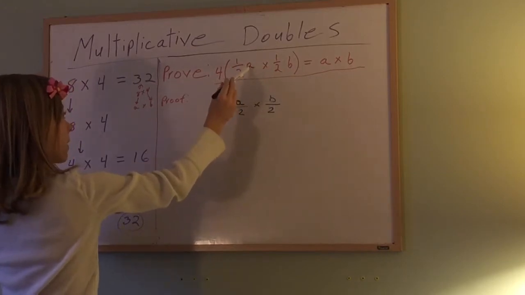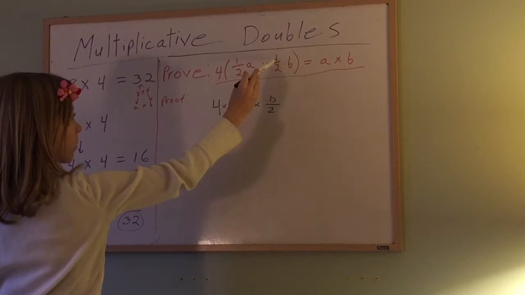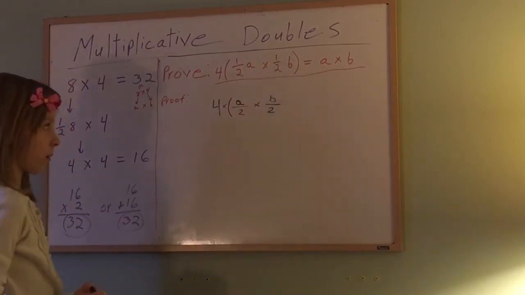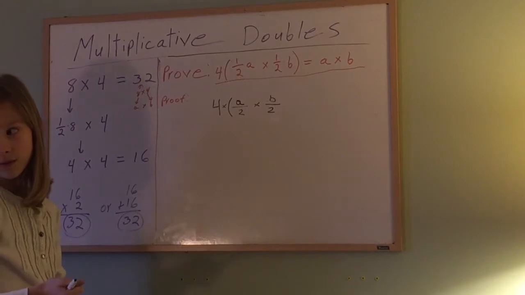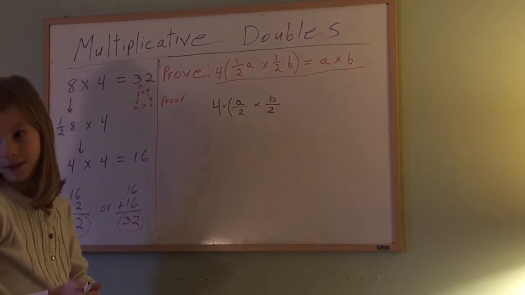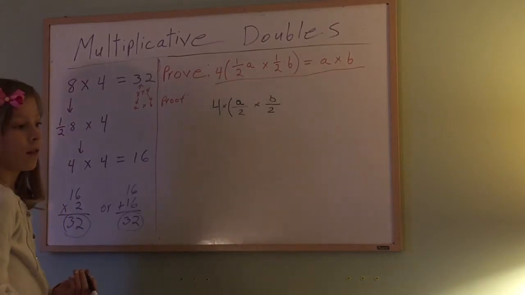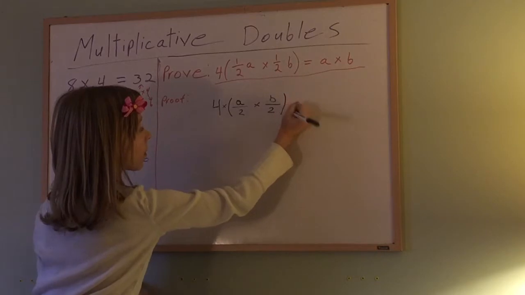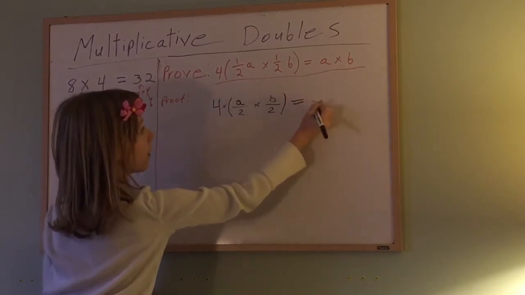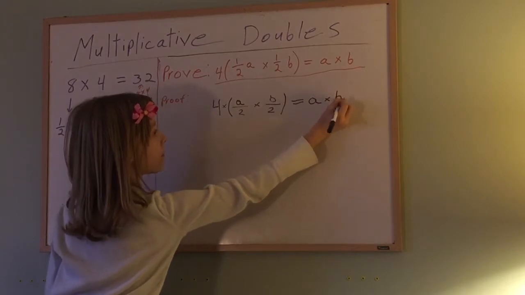So this a switches with the 1. Well, it's multiplied by the 1, so it becomes a, because anything times 1 is that thing. Right, so okay, close your parentheses. And then this equals a times b.